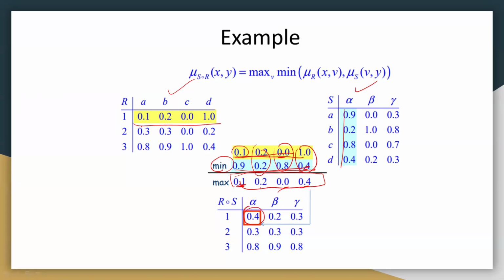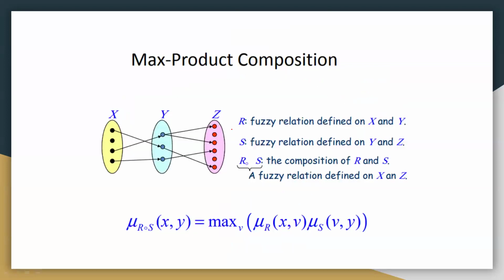Here you have the elements 1, 2, 3, A, B, C, D, and alpha, beta, gamma. You can see the elements 1, 2, 3 and alpha, beta, gamma are written for the relation for the composition R composition S, and this is the answer you get as a first step. So this way also you can quickly calculate. Just a hint, another way of doing it. It's the same thing.